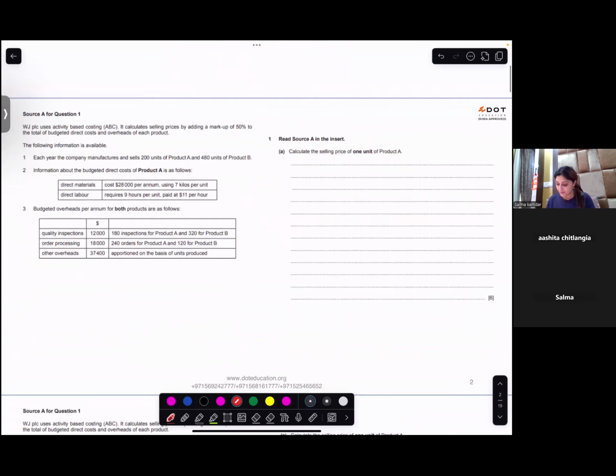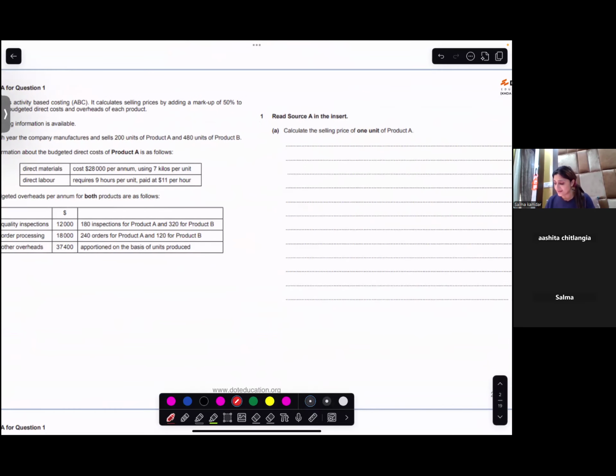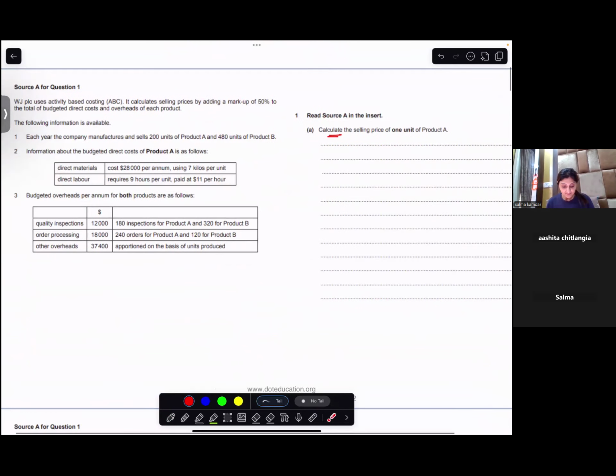Ashita, can you please read the question? Before reading the question, see part A and tell me what they are asking us to find. They are asking us to find the selling price for 1 unit of product A. How do you get the selling price? You have to add the direct material, direct labor, and the other overheads that are given, and then add the markup, and then you get the selling price.